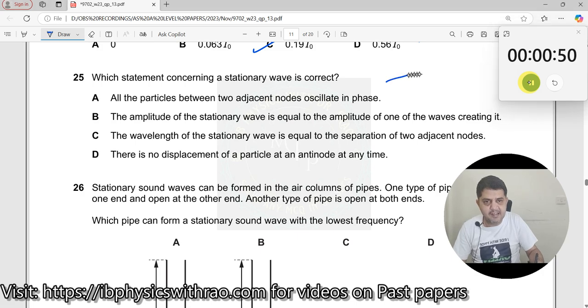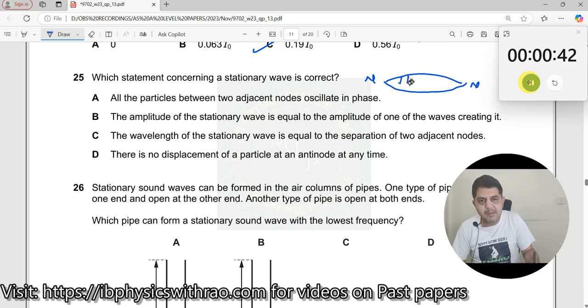Okay, let us write down the stationary wave. This is the stationary wave. These are the two nodes over here. So what happens over here? Any particle that is present over here, when this profile is being generated, you see all of them go upwards. And when this is going downwards, then all of them come downward like this. Which means all the particles are synchronously vibrating. All the particles between two adjacent nodes oscillate in phase. So A is the right answer.